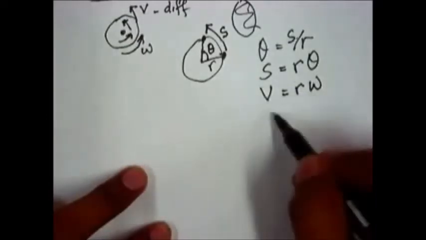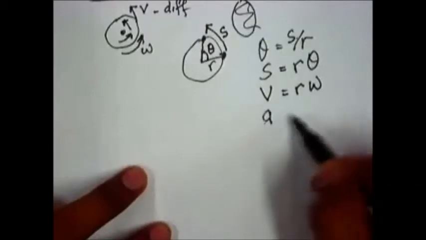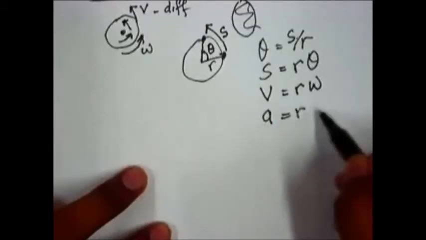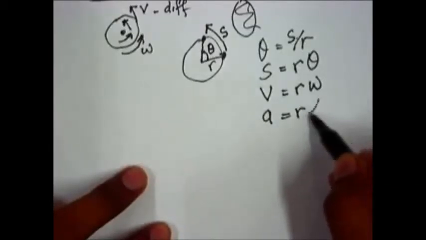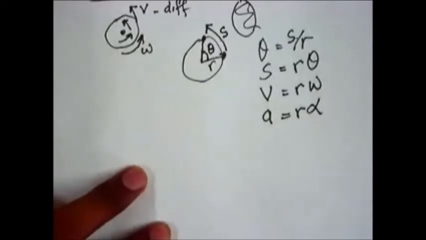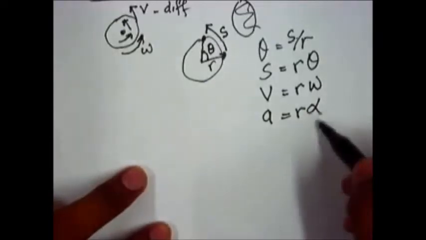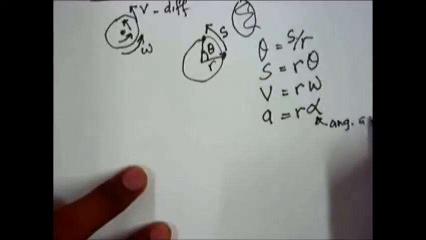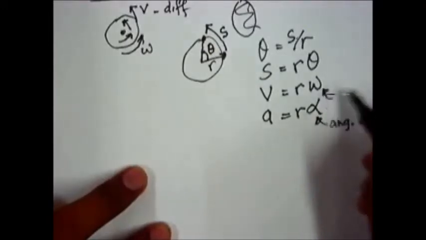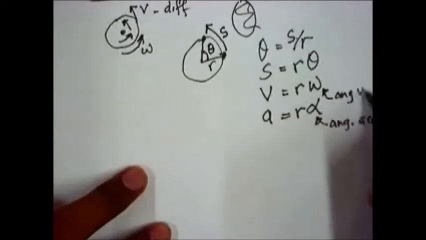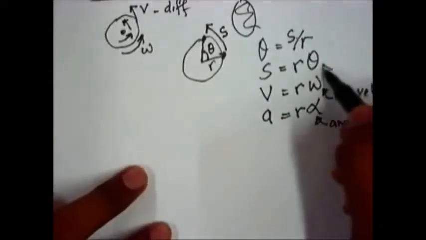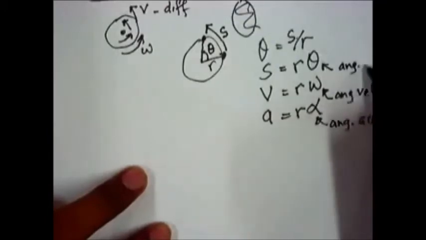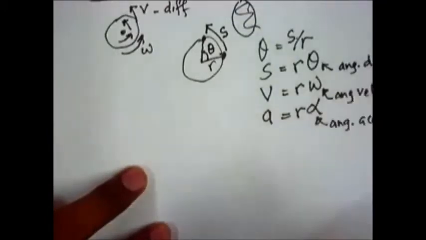And when we talk about linear acceleration, it is equal to r multiplied by angular acceleration. So you need to know these symbols. These are angular acceleration, angular velocity, and this is angular displacement.